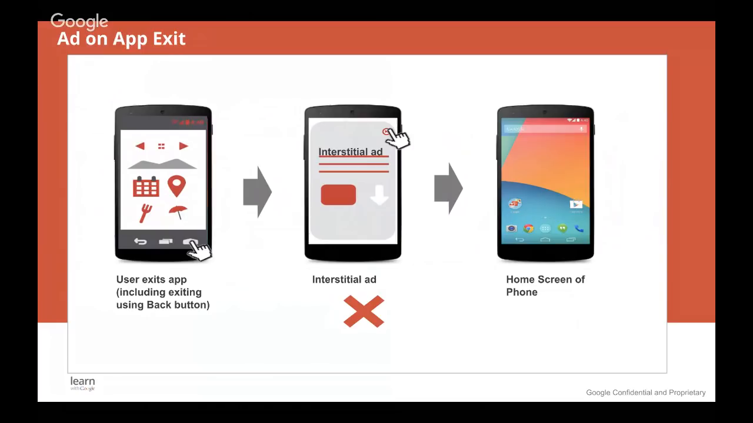Now, what is the violation here? The violation, again, is that you are showing an interstitial ad outside the app environment, as upon closing the interstitial ad, a user is getting directed to the home screen of the phone and not to a screen within the app. So make sure that you are not serving interstitial ads outside the app's environment.